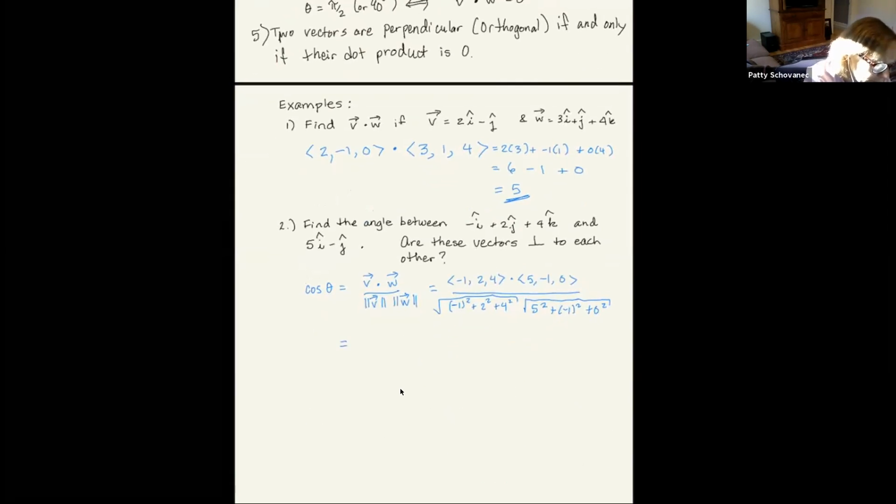Okay, so let's knock it out. On top, I have negative 1 times 5 is negative 5. 2 times negative 1 is a negative 2. 4 times 0 is 0. On bottom, I have 16 plus 4 is 20, plus 1 more is 21. And here I have 25 plus 1 gives me 26. So it's not an angle that I know. I get minus 7 over square root of 21 times square root of 26. And so if I want the angle, then I write the inverse cosine of that number. Okay?